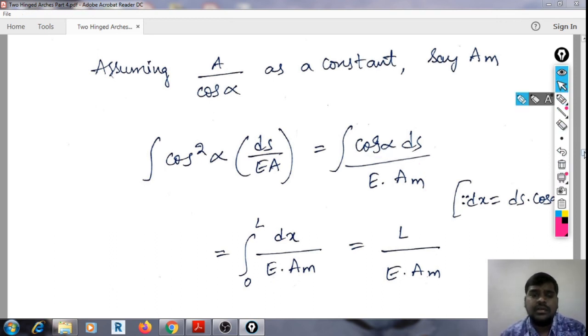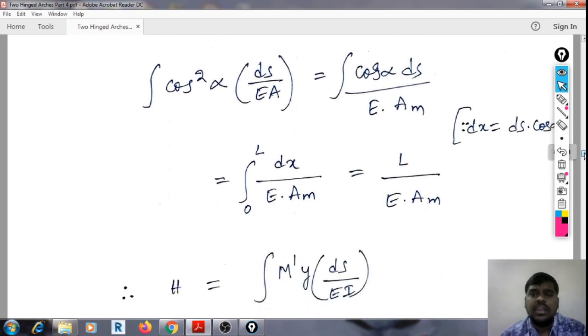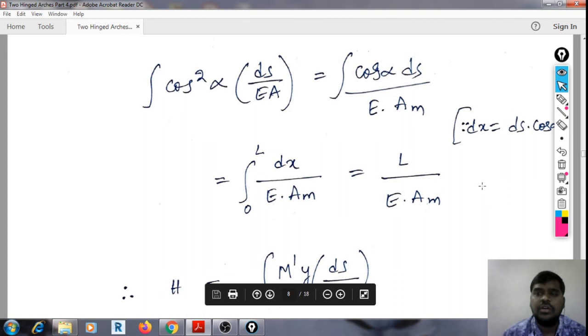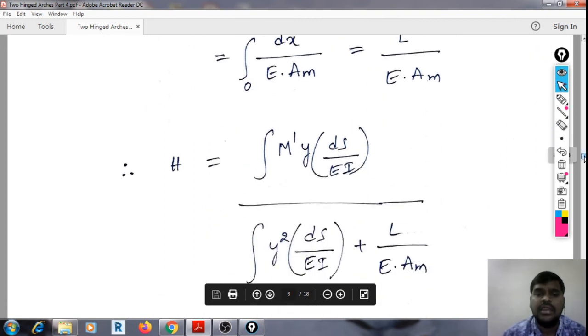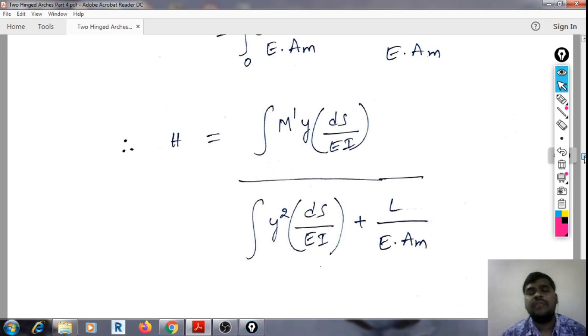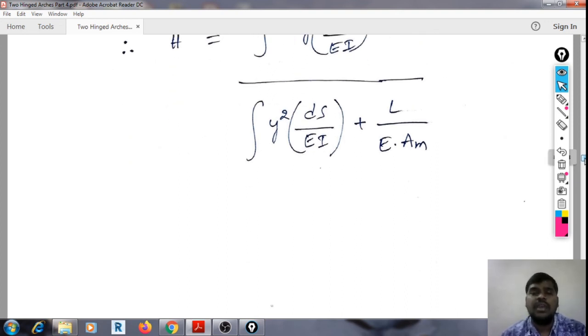Next, dx is equal to ds cos alpha, we know already. So this is converted to dx and the limits are given as 0 to L. That is equal to L by E into Am. Therefore, H is equal to integral of M dash y ds by EI, divided by integral of y square ds by EI plus L by E into Am.